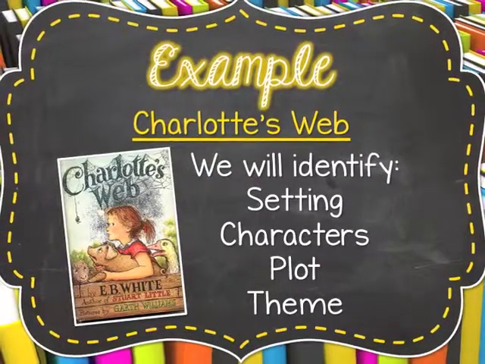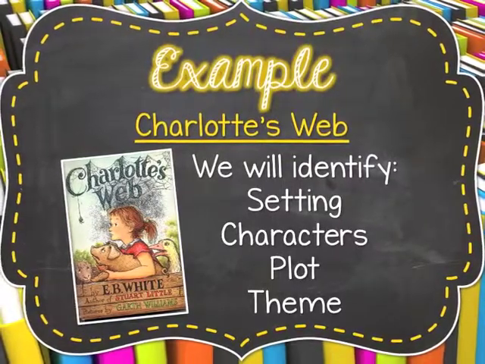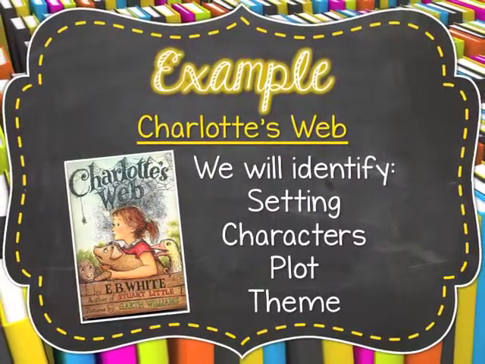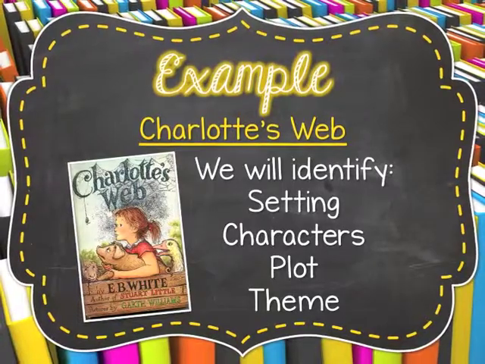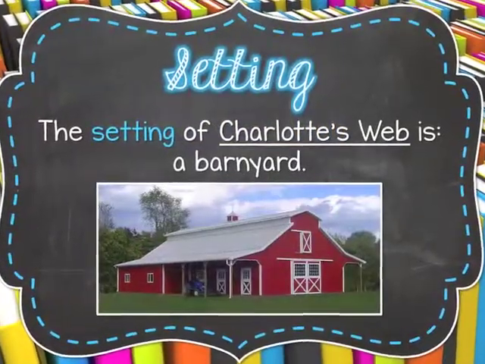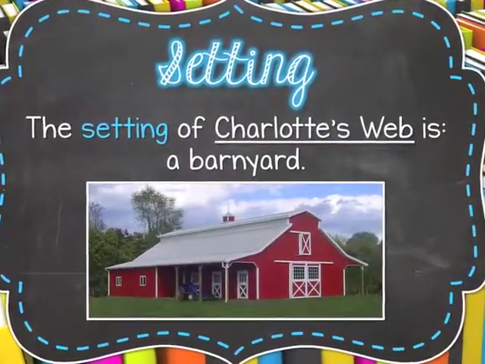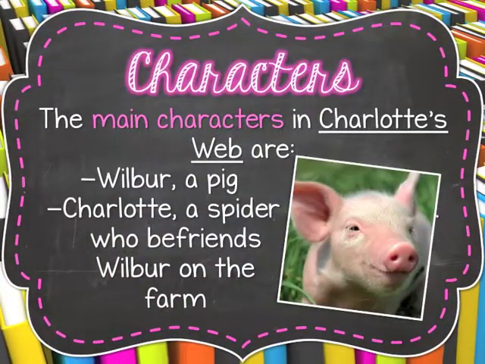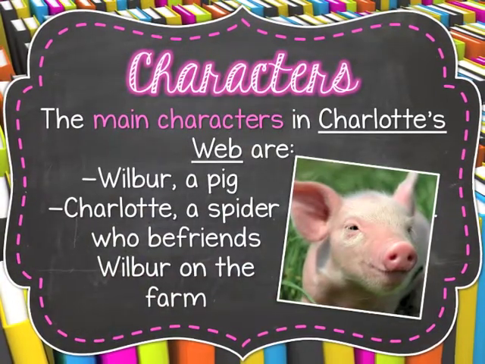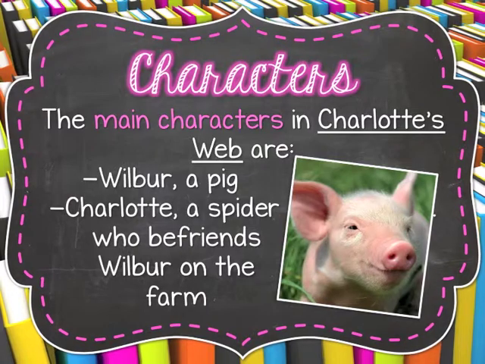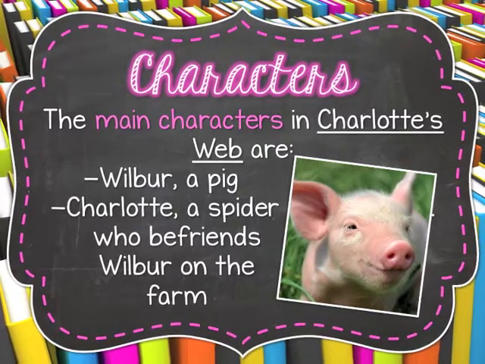Let's look at an example. For the book Charlotte's Web, we will identify the setting, characters, plot, and theme. The setting of Charlotte's Web is a barnyard. The main characters in Charlotte's Web are Wilbur, a pig, and Charlotte, a spider that befriends Wilbur while on the farm.